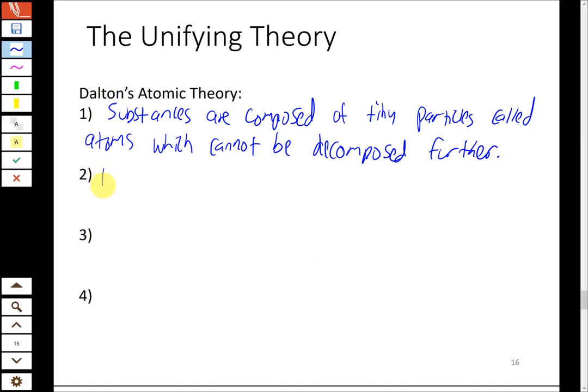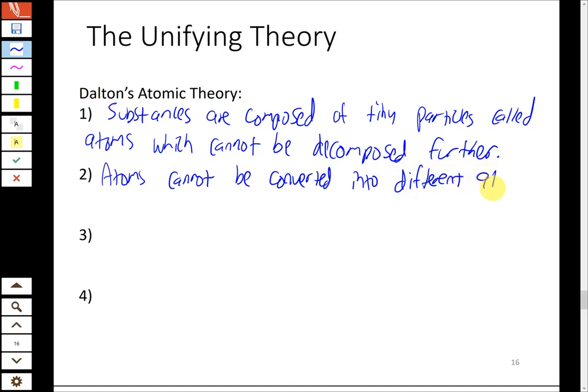Another important part of this is that atoms cannot be converted into different atoms. Another way to say that is that elements cannot be interconverted. So you can't convert carbon into oxygen. You can't change carbon into oxygen. If you're talking about two different elements, they can't be converted into each other.